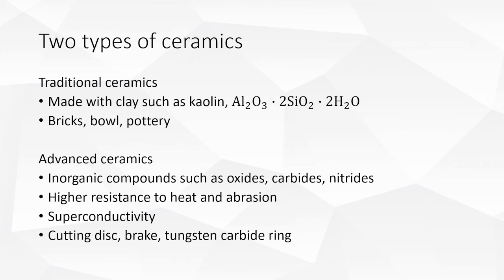Advanced ceramics such as silicon carbide are used to make cutting discs due to their hard and strong properties. Silicon dioxide is also used to make brake discs because it can withstand thermal shocks and has high resistance to heat. Advanced ceramics are also needed to make tungsten cable rings because they are hard and resistant to absorption.